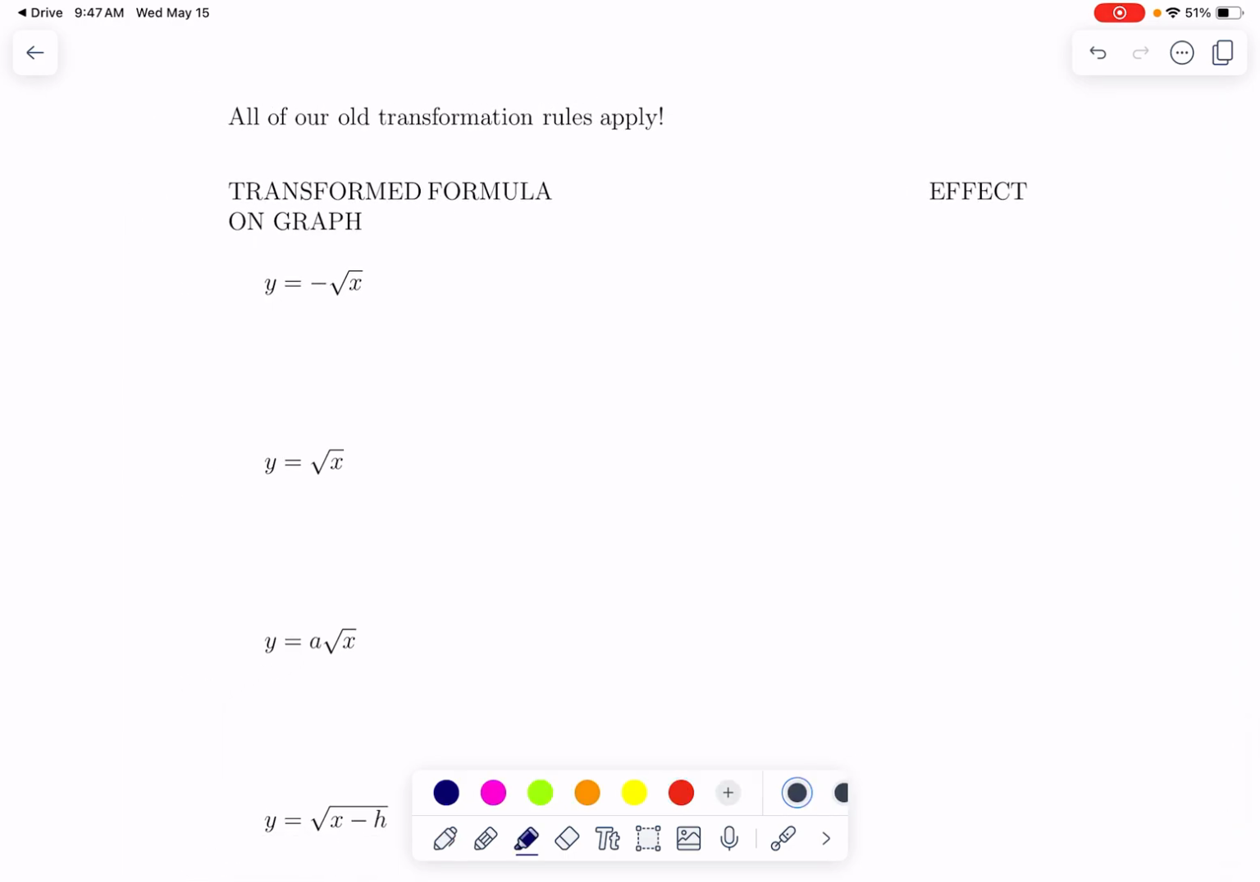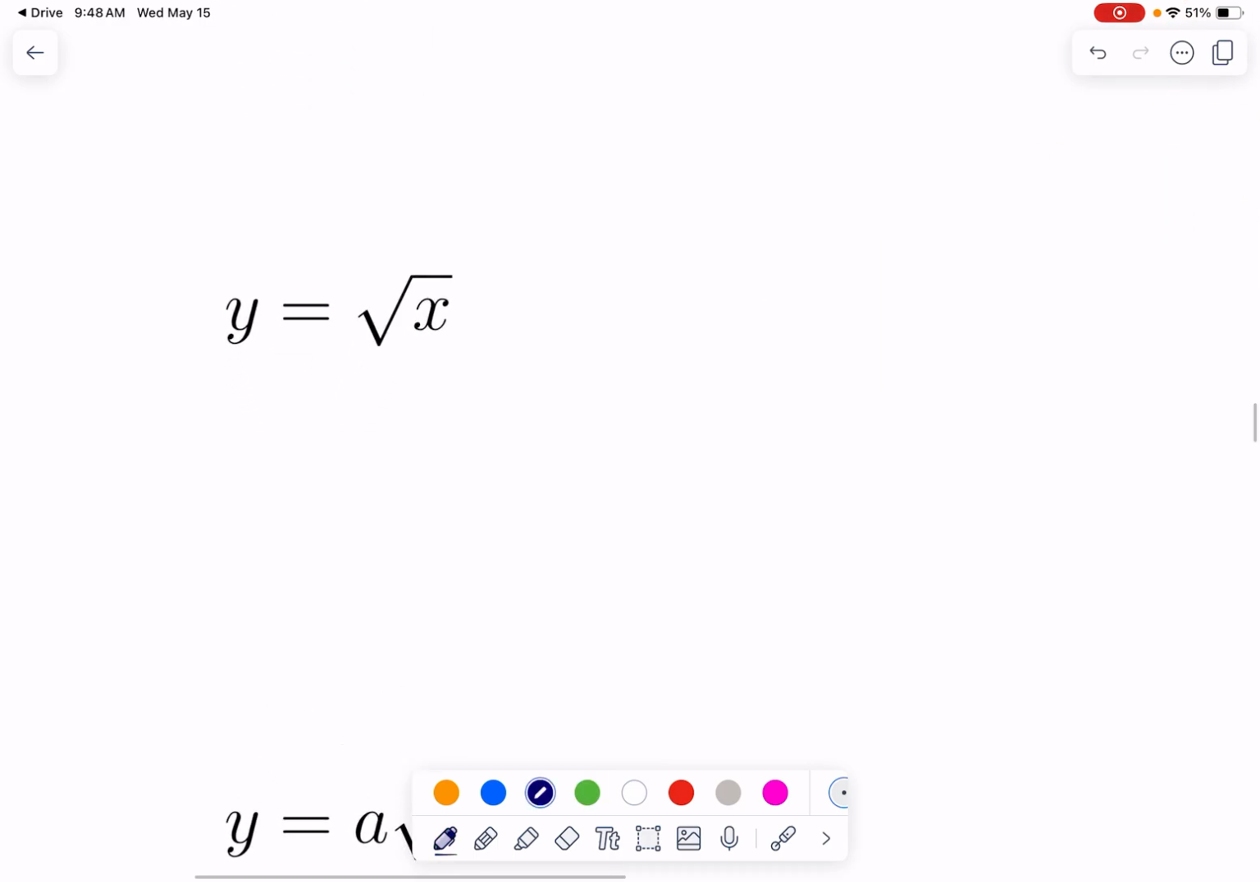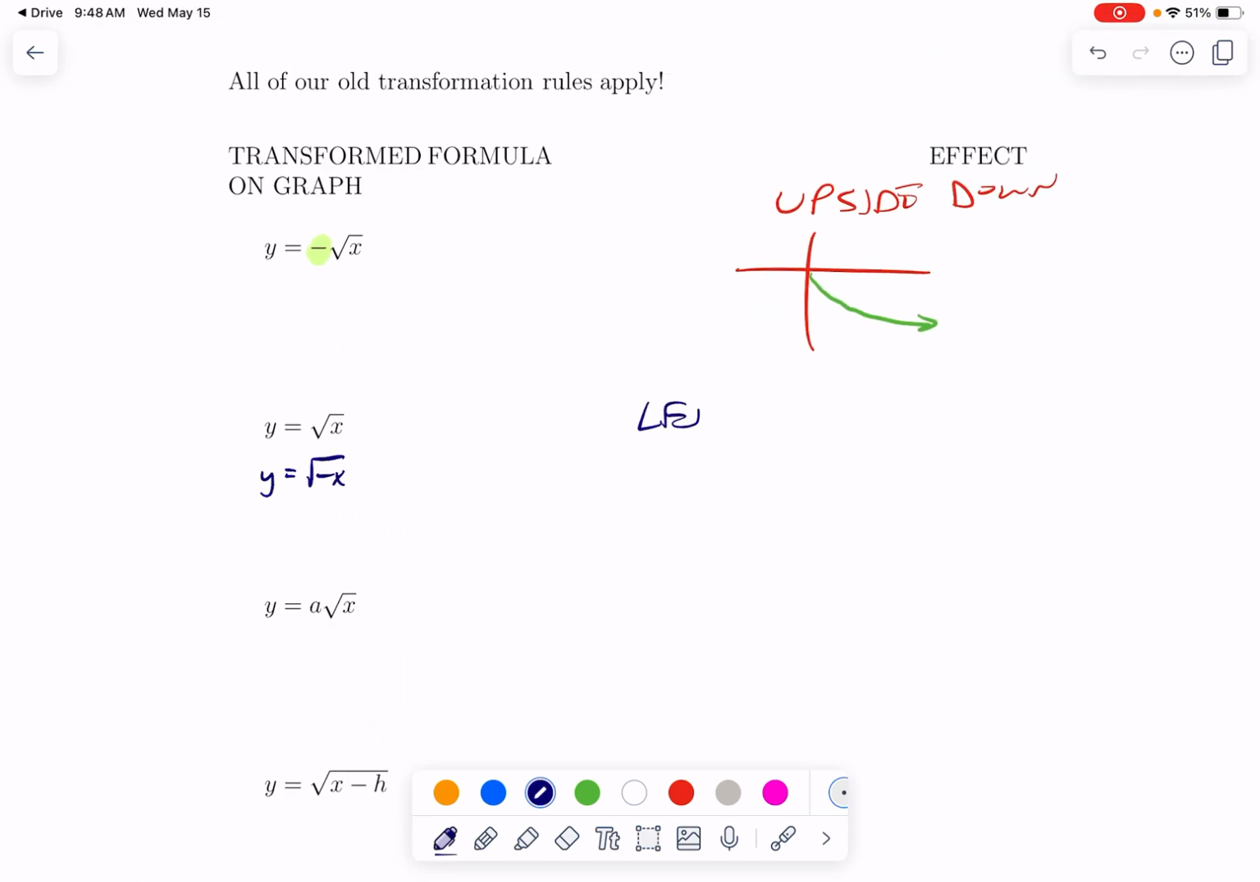So if we throw a negative in front of a function, as usual, it turns it upside down. So if I were to graph this, it would look like what we just graphed before, but upside down. So it would be the bottom half of a sideways parabola. This was a typo. It was supposed to have the negative inside. This is going to be a left-right flip. That's the general pattern when we put a negative inside something. So it'll be half of a sideways parabola, but it'll be going to the left instead of going to the right.